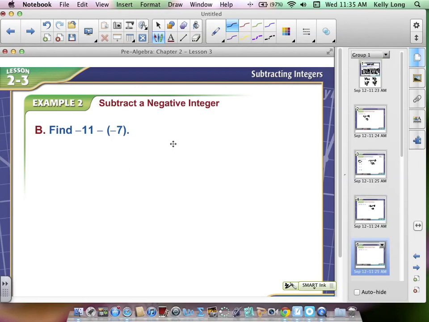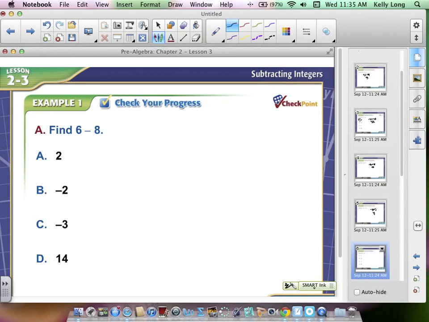Negative 11 minus negative 7. Well, negative 11 plus, change the sign. Right now it's a negative 7, so it becomes a positive 7. What's negative 11 plus 7? I'm adding with unlike signs, so I'm going to subtract, so I get 4. Take the sign of the number with the largest absolute value, negative 4. Okay? All right, here we go.